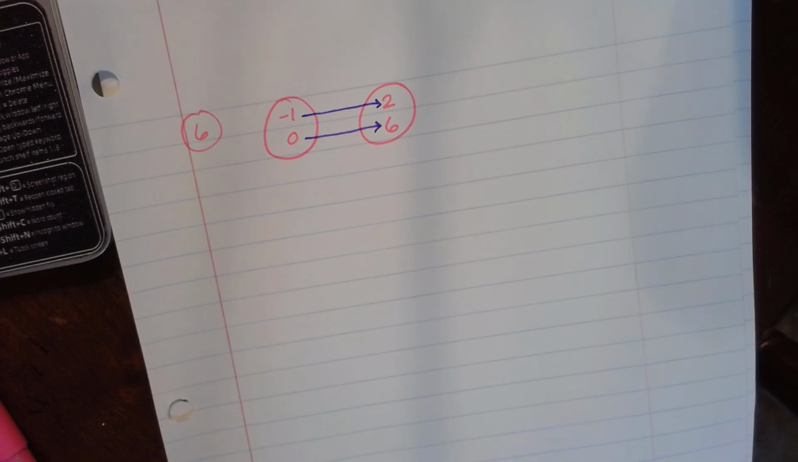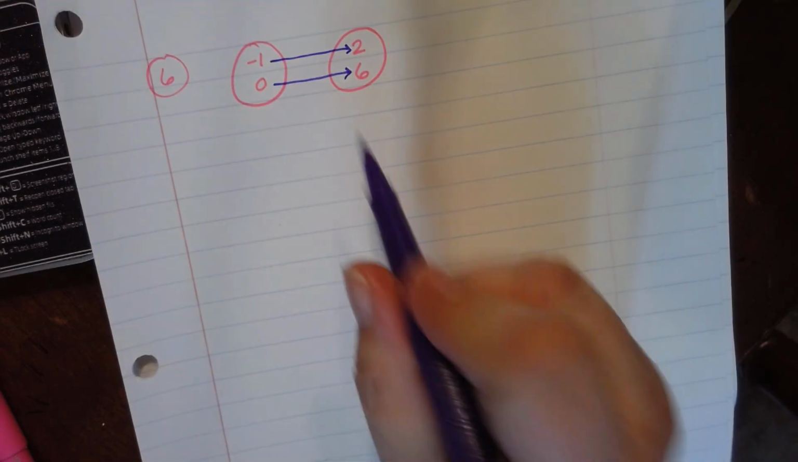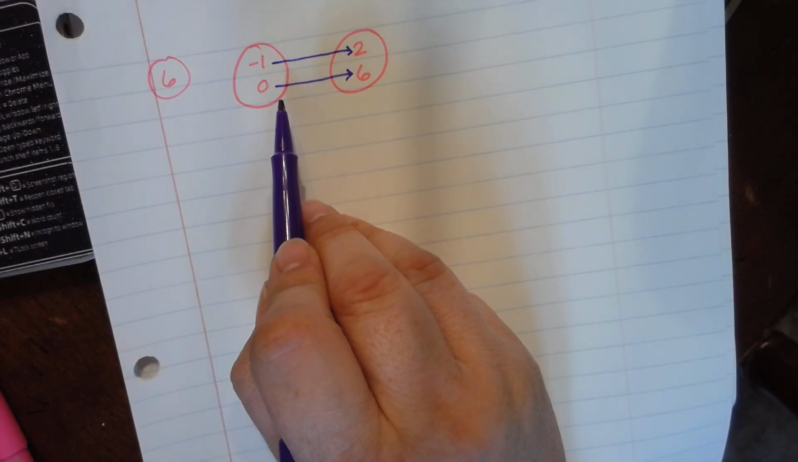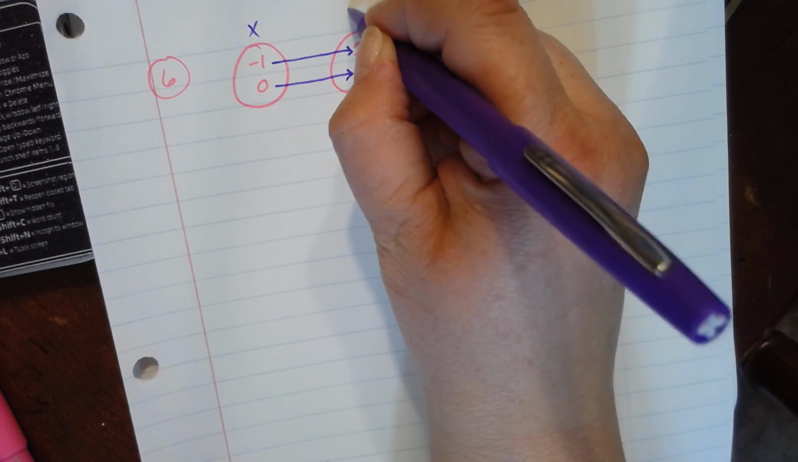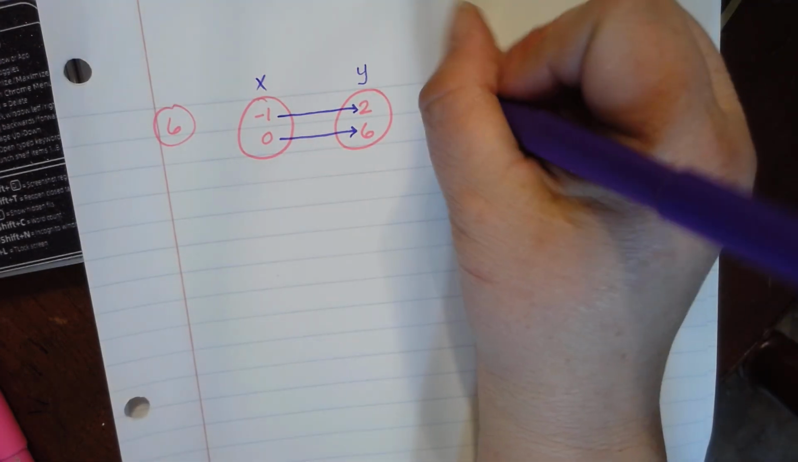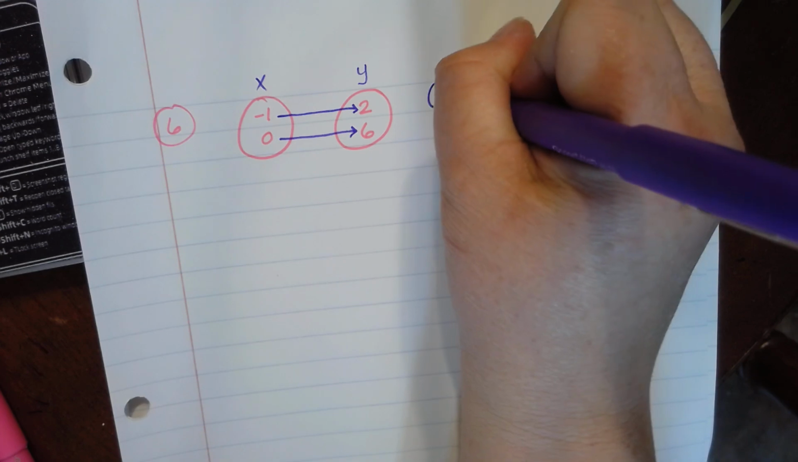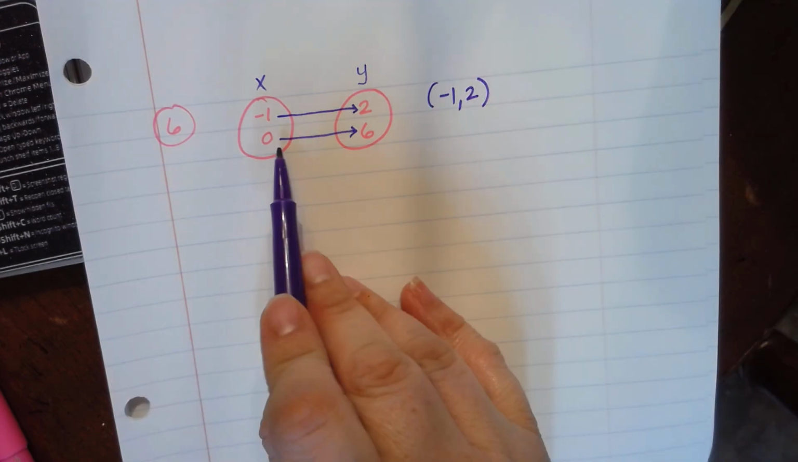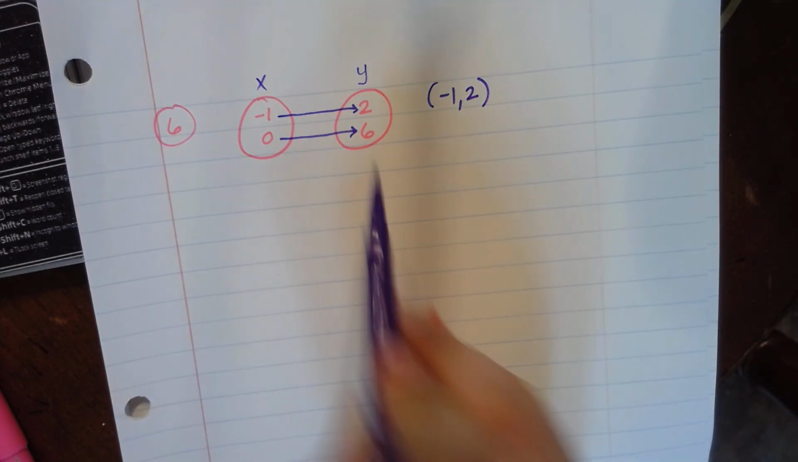Okay, so again, the instructions say write each relation as a set of ordered pairs and then say if it's a function. So if I make an ordered pair out of these, again, remember that this is x and these are your y's. So we just have to write them. So this will be -1, 2. And then this one will be 0, 6.